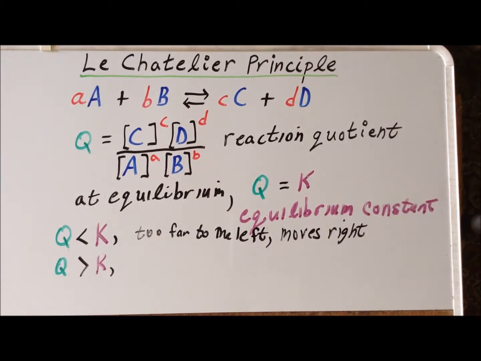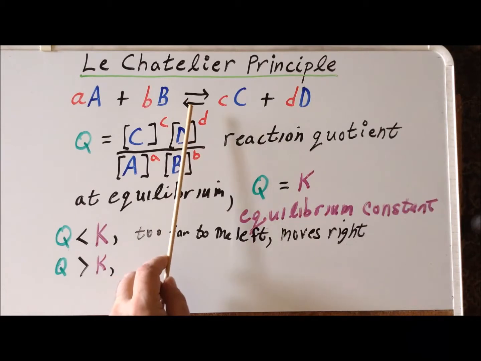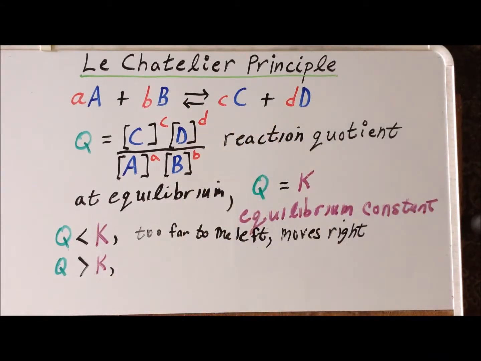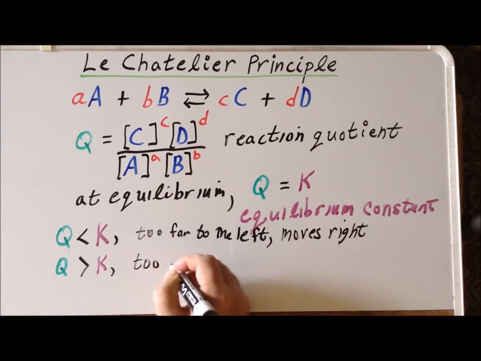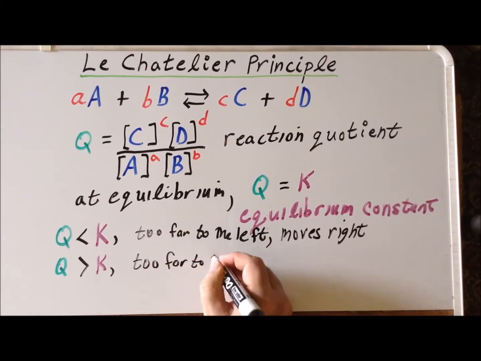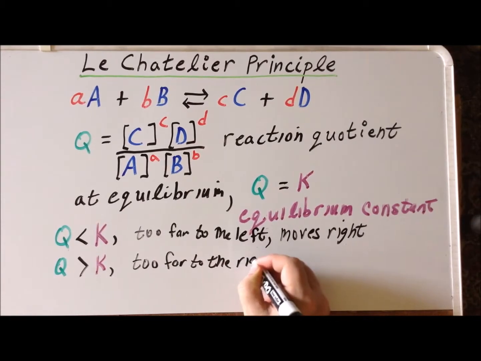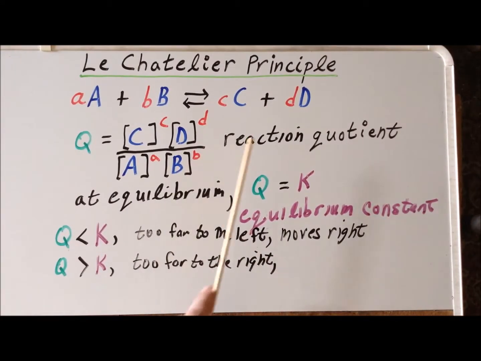Now suppose that our computed value of Q, the reaction quotient, is larger than the equilibrium constant. That tells us that the numerator expression here, which involves the products, is too large. On the other hand, the expression for the denominator of the fraction, which involves the reactants, must be too small. So that tells us, relative to equilibrium, we are too far to the right in our reaction. And therefore, the system, to respond to this stress, is going to move left.